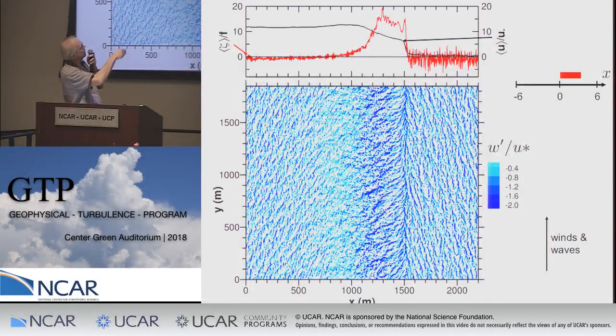At first, your interpretation is that's the same signature of the Langmuir cells. It's not. It would take a little bit more talk to show you, but that's actually just vortices generated by a really intense current. Okay, so waves have really disturbed the whole frontogenic process. This is now 500 meters wide. Before, everything happened in less than 100 meters.